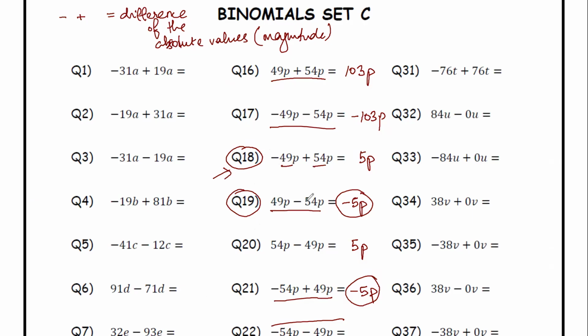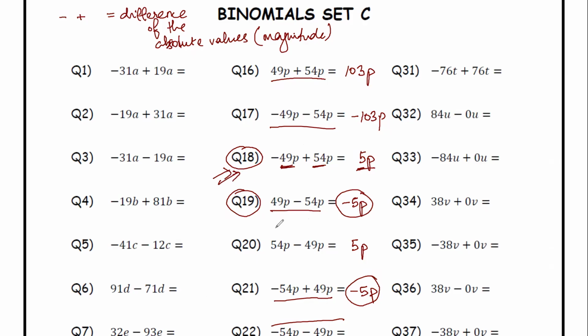When we talk about the magnitude of the number, or the absolute value of the number, we disregard the positive and negative sign attached with that number. So we look at question 18 as 49 on its own and 54 on its own. Then what is the difference between 49 and 54? It's 5. So we got the 5 and then we add the p, because that's how it is, 49p, 54p. But now comes the question whether the 5p is positive or negative for question 18.